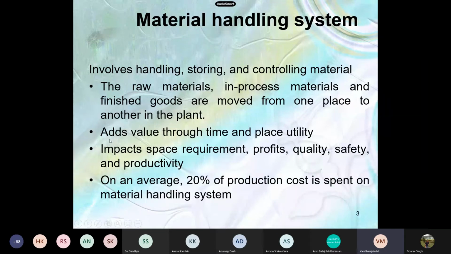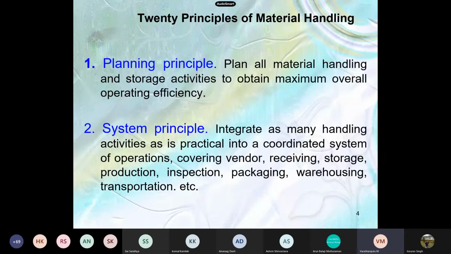They add value through time and place utility. And impact, space requirement, profit, quality, safety and productivity are important during handling of materials. And it may consume 20% of the total production cost. And we need to remember there are 20 principles available in order to handle the material.